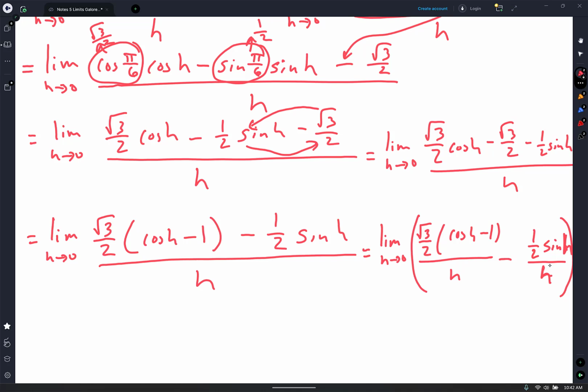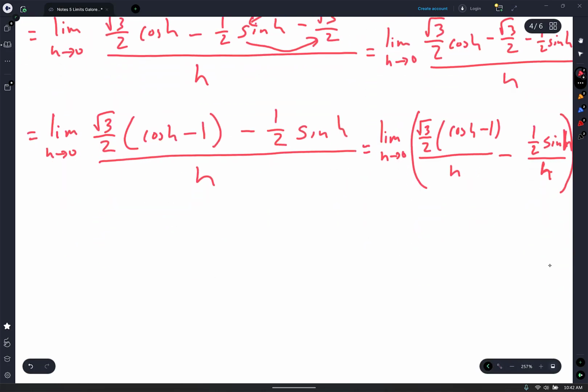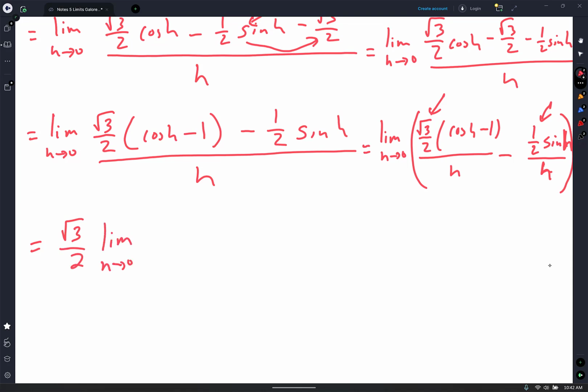Are we still okay? Okay, I can write this like this, guys. So you can see the limit properties. This is just a constant, and that half is just a constant. So I can write it like this. Square root of 3 over 2, limit as h approaches 0 of cosine h minus 1 over h, minus 1/2, limit as h approaches 0 of sine h over h.